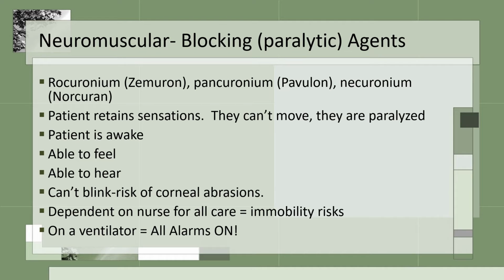Patients with ARDS are often given neuromuscular blocking agents or paralytic agents so that they don't fight the machine or the ventilators, and they can have complete rest. Some of the common names are rocuronium, pancuronium, and vecuronium. Remember that the patient retains sensations. They can't move, they are paralyzed, but they are awake and they're able to feel and they're able to hear. They cannot blink, and this puts them at risk for corneal abrasions. They're dependent on the nurse for all their care, and they have immobility risks. And they're on a ventilator, and make sure all the alarms are on.